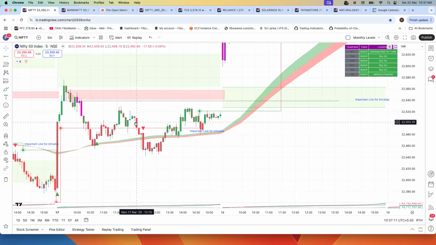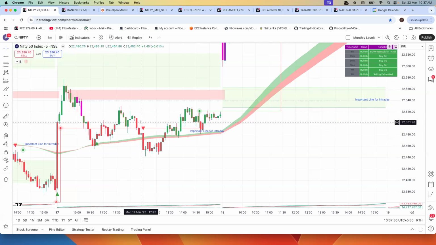Take an instance, this one: you are taking a long position here. Okay, green is happening. You're taking a long position here. Green is on the top. It is coming down. Okay, so when it comes down, I have confidence that it will definitely go up again. So I can hold my trades unless I see the trend changing to red.